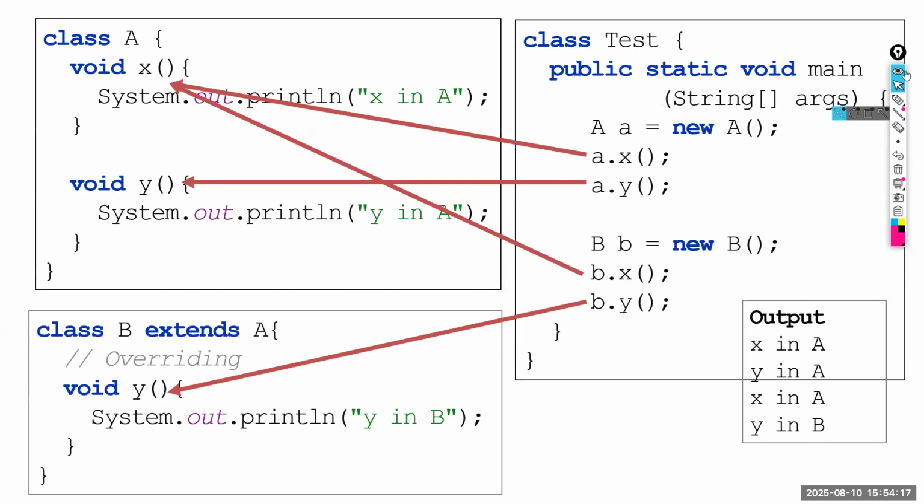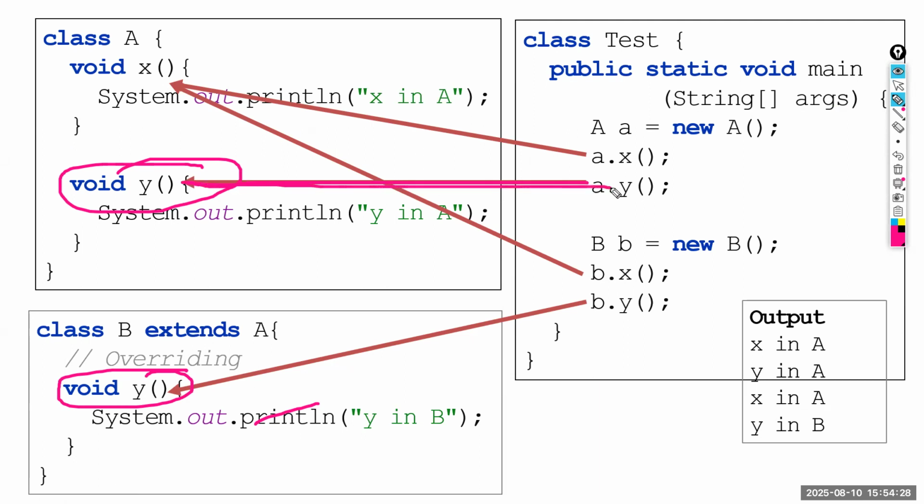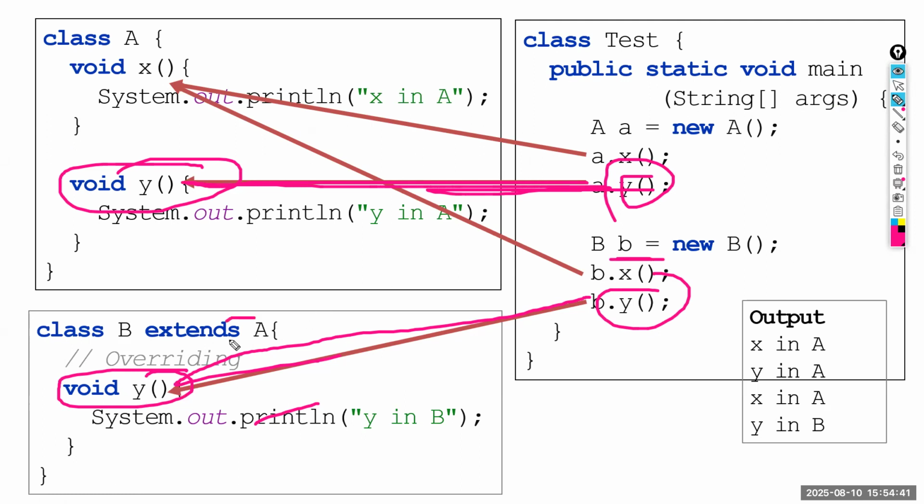Right? So this is overriding. You can see the Y method has been overridden. For B objects, this version is called. For A objects, this version is called. Same Y method, because the B class has overridden the Y method. So this is a B object. Yes, B extends A, but you have overridden. But for the X method, still this is getting called, because X is not overridden.